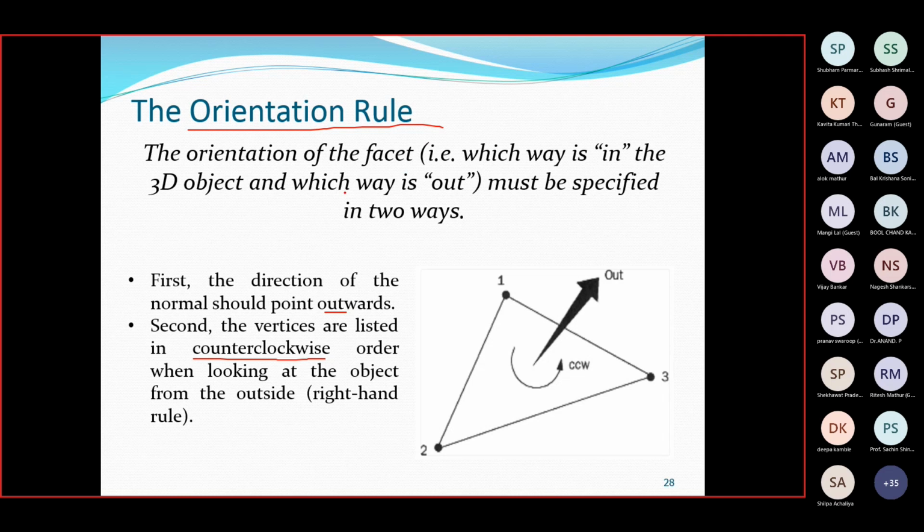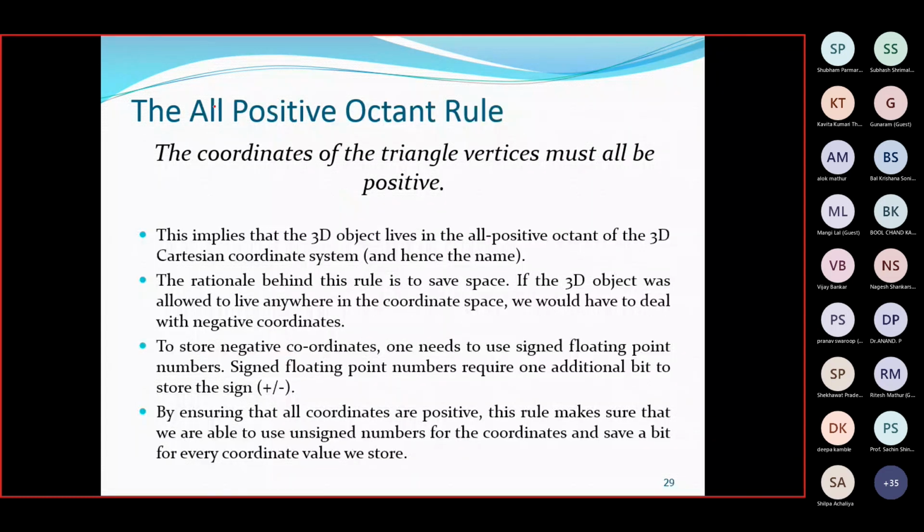This is compulsory for 3D printable STL files. And then we have the all positive octant rule. The all positive octant rule means the coordinates of the triangle vertices must be positive. Why must it be positive? To store negative coordinates, one needs to use signed floating points, and signed floating points require one additional bit for the sign, and that's why we should avoid this. We should not go with that, and that's why we should ensure all coordinates are positive.